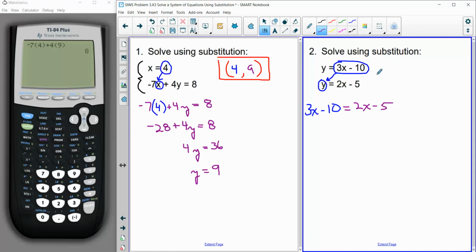At this point, I'm going to subtract 2x from both sides. 3x minus 2x would give me x. 2x minus 2x would just leave me with a -5 over here. Then I'm going to add 10 to both sides. -5 plus 10 is 5. Okay, so now I know what x is. I'll start writing my answer here.